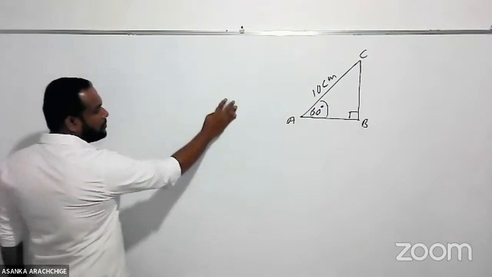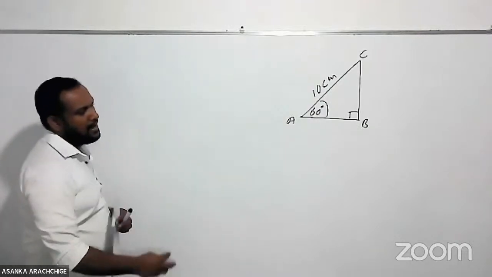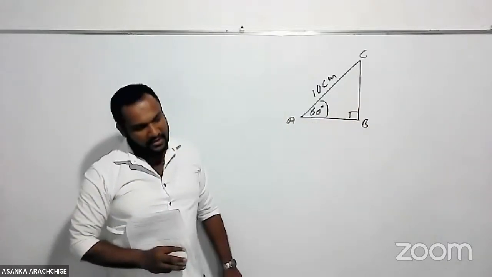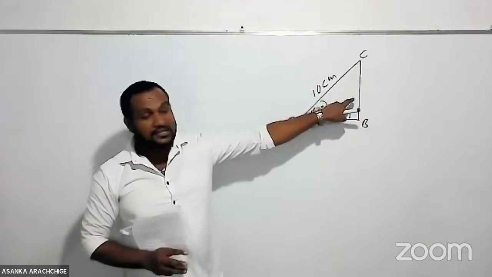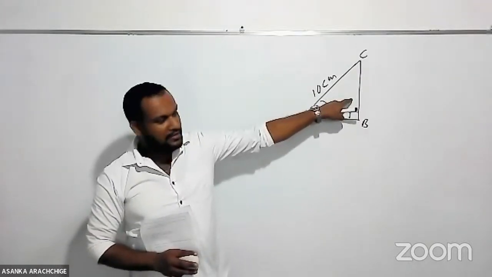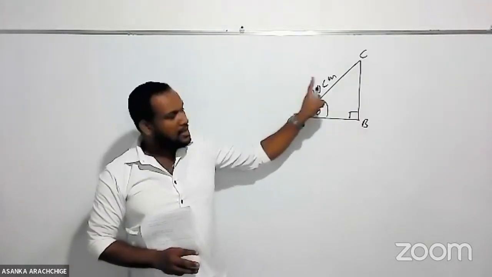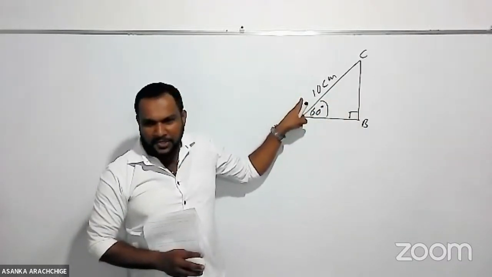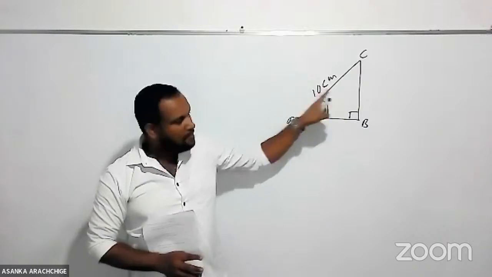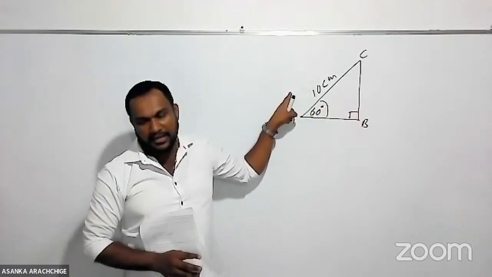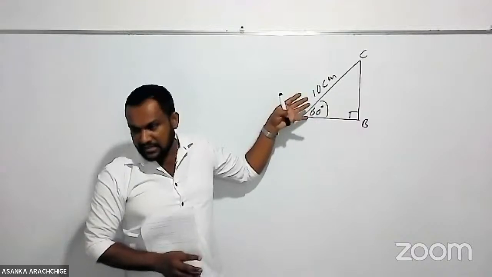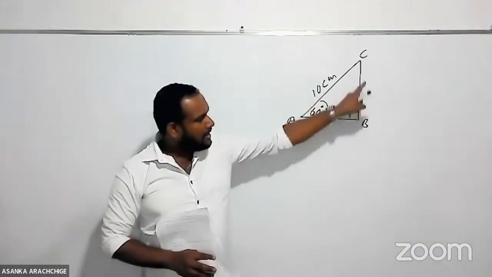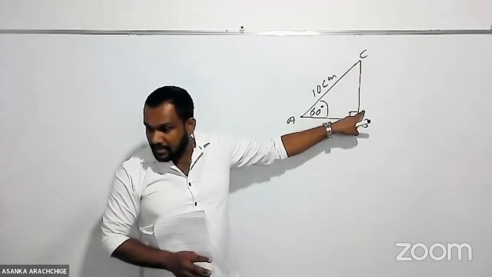So what should you do if you have to find the length of BC? With respect to this angle, what is this side? Opposite. Then you know the hypotenuse. Opposite side and the hypotenuse. Which trigonometric ratio is obtained from these two sides? Then you have to use sin 60, if you had to find the length of BC.